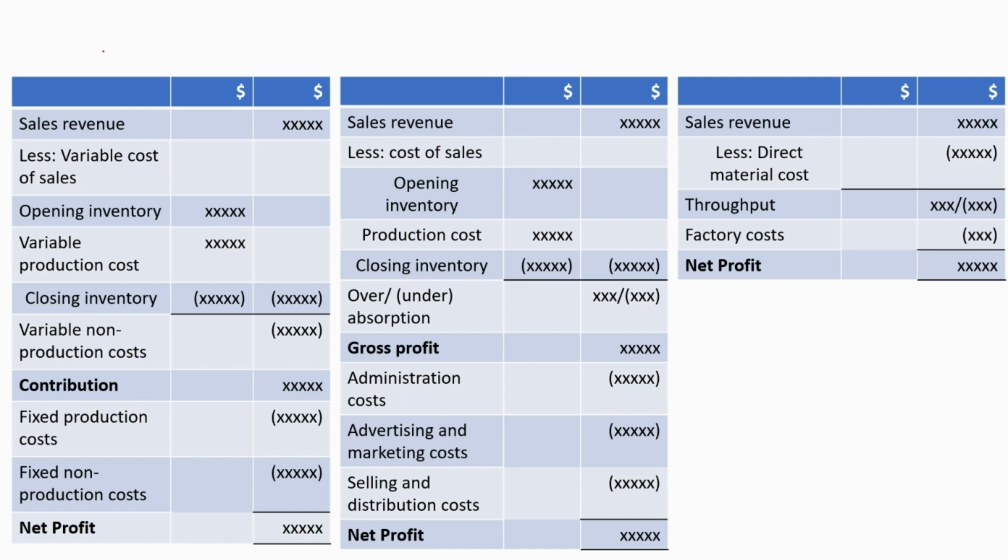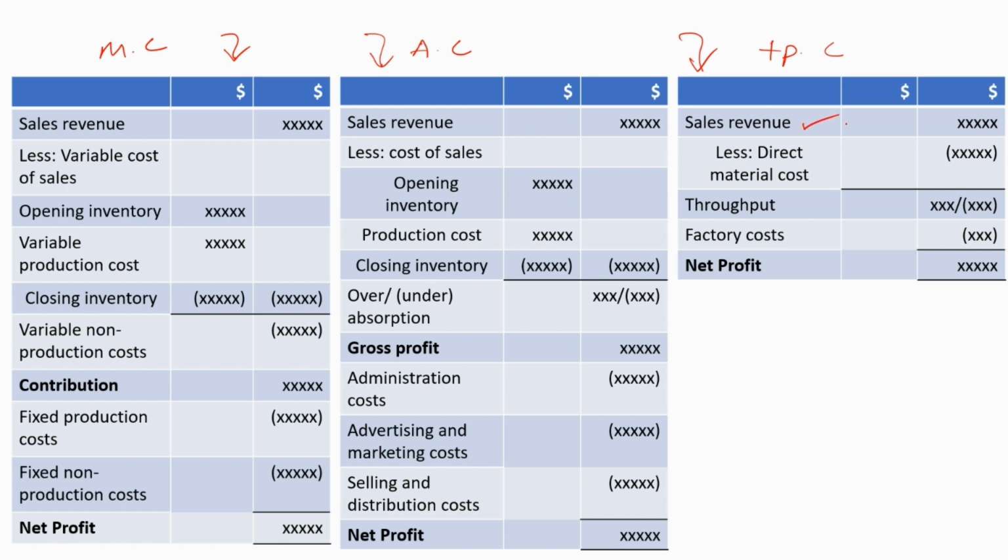Here are the P&L statements for marginal costing, absorption costing, and throughput costing. You already know about these two statements. We already discussed these. Now let's discuss the P&L statement under throughput costing. This statement is really simple and straightforward.